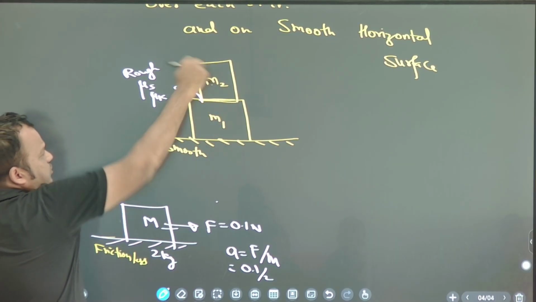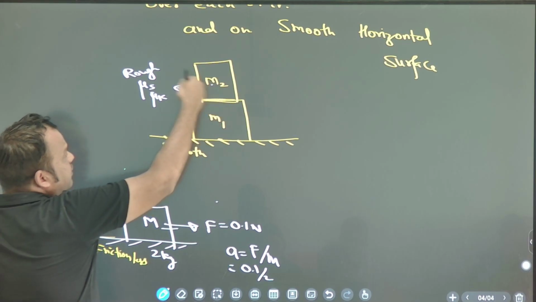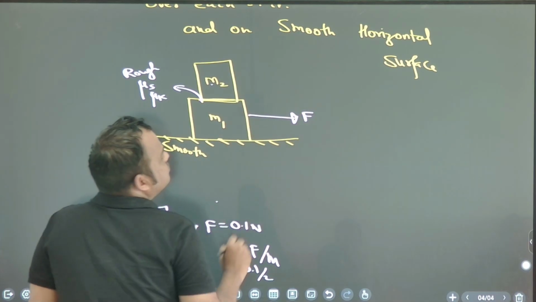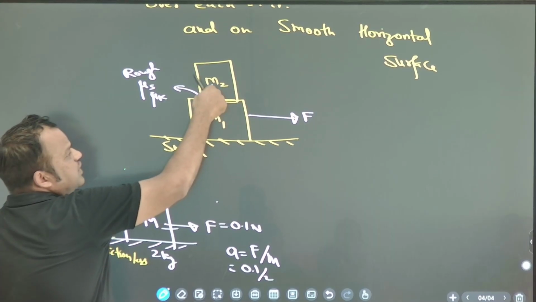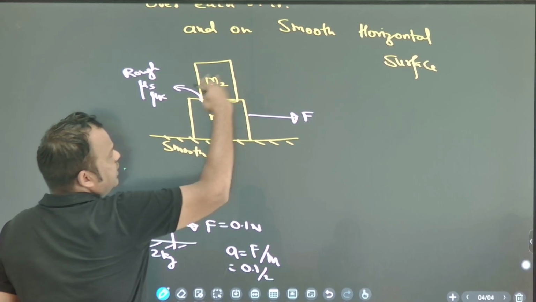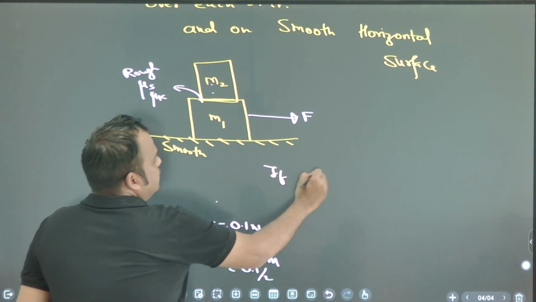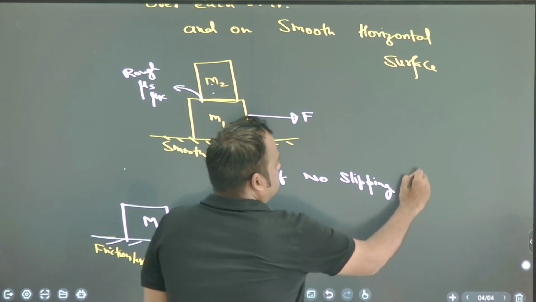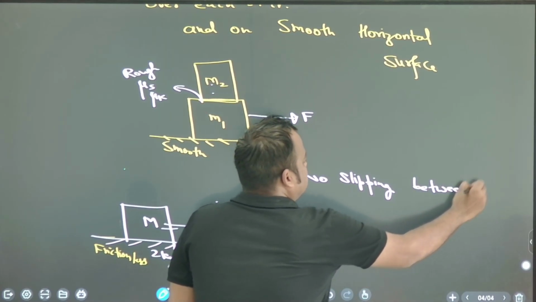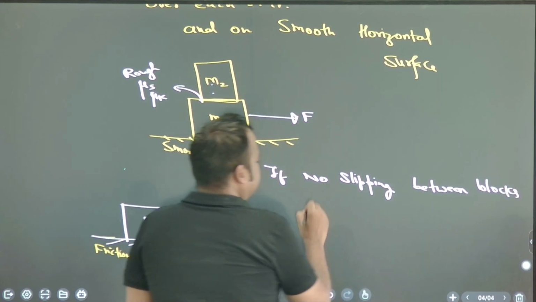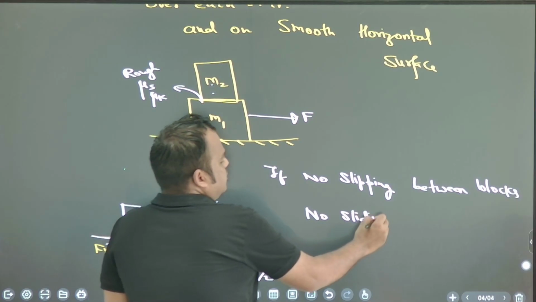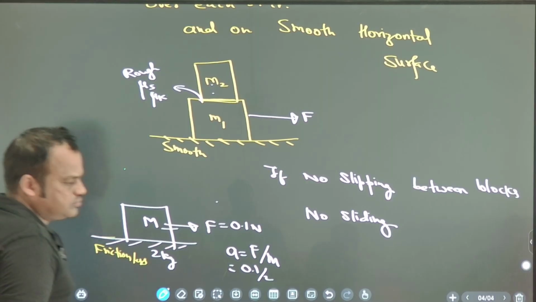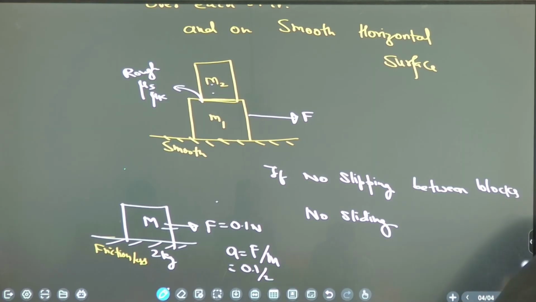Now M1, M2. Now two blocks are there. In between, rough surface is there. If you exert force on M1 and there is no slipping, so how to find acceleration? If no slipping, no sliding between blocks, no sliding means this.